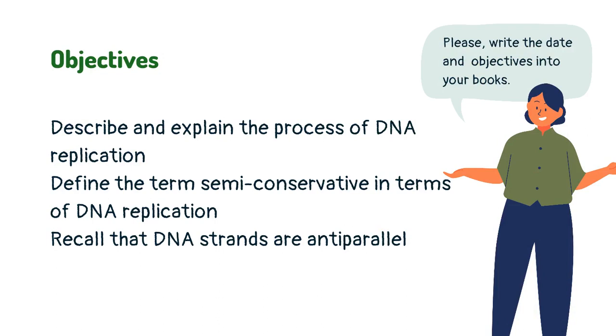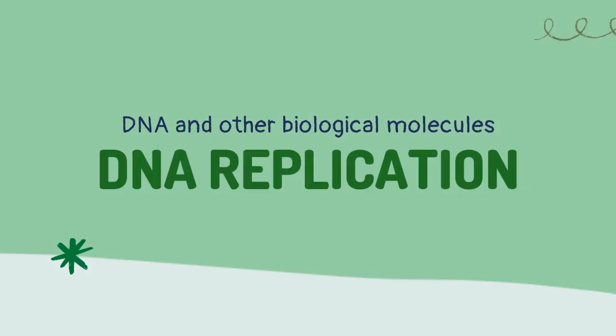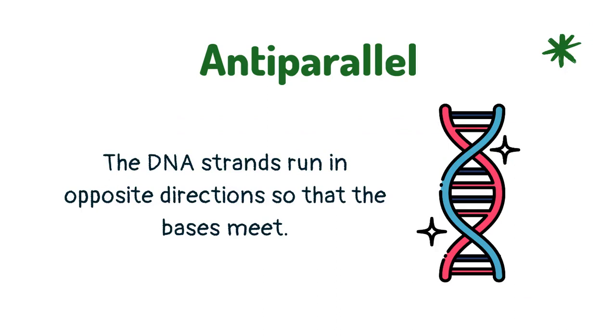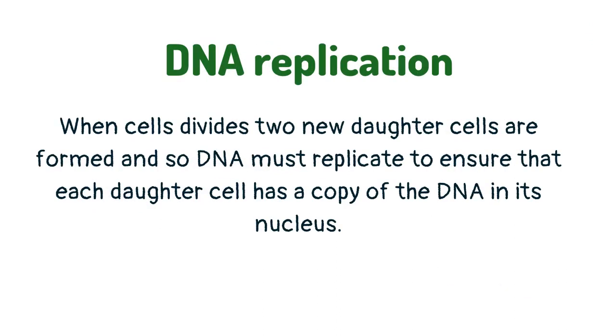Today you are going to learn about DNA replication. DNA strands are antiparallel. This means that the DNA strands run in opposite directions so that the bases meet. When cells divide, two new daughter cells are formed, and so DNA must replicate to ensure that each daughter cell has a copy of the DNA in its nucleus.